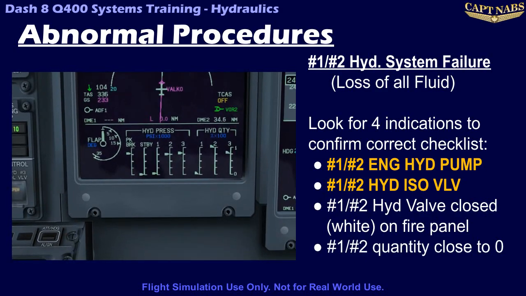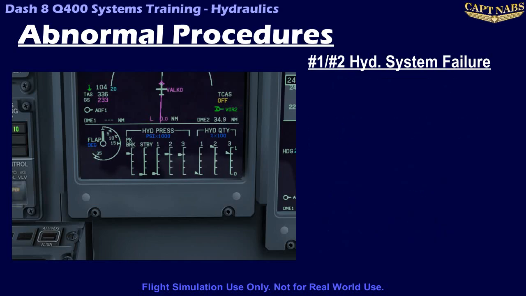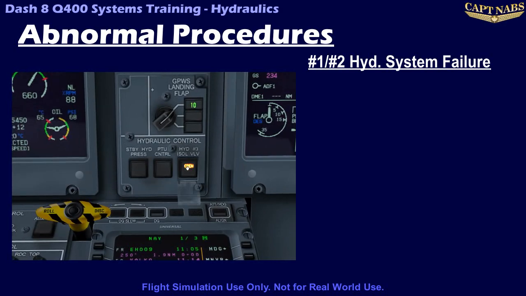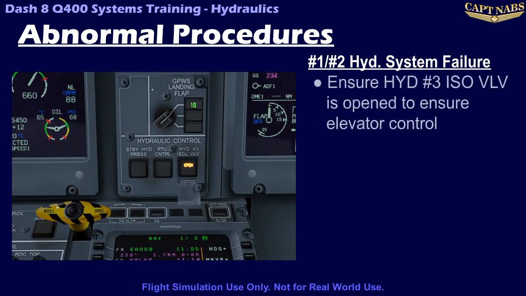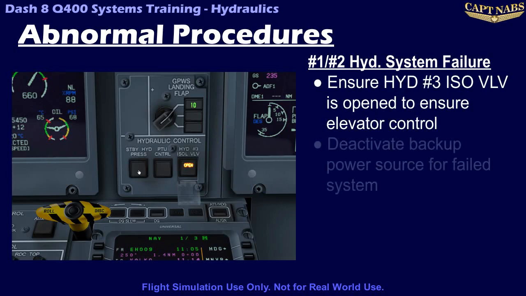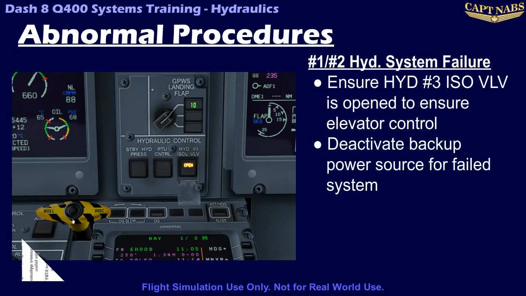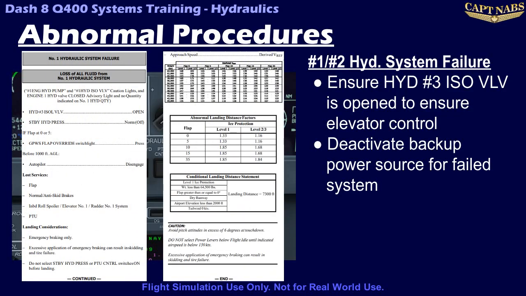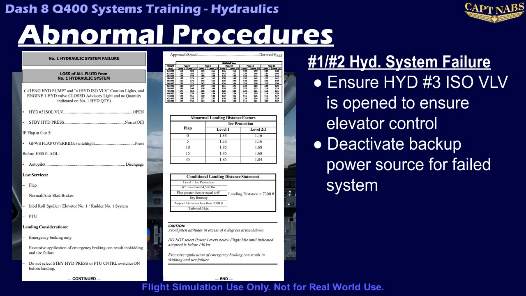The checklists for these 2 systems are somewhat different, owing to the different designs of each system and the services lost with each system, though the checklists do follow a similar pattern. First, regardless of which checklist you use, the number 3 Hyd ISO valve should be opened to ensure the elevators continue operating normally. Next, the backup hydraulic pressure source must also be turned off, either the standby Hyd Pump or the PTU. And in case of the PTU, the circuit breaker must also be pulled to absolutely prevent automatic PTU operation, as well as manually selecting the PTU off. In the case of number 2 failure, the standby Hyd Pump is also activated to ensure the number 1 system is unlikely to lose pressure at any time.